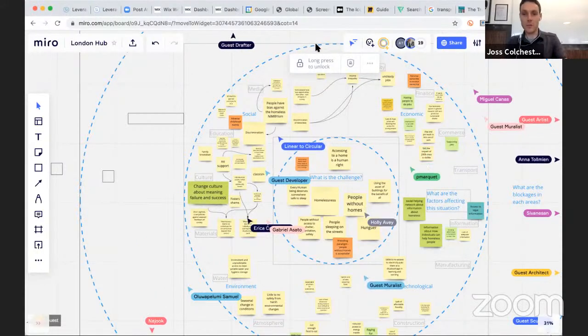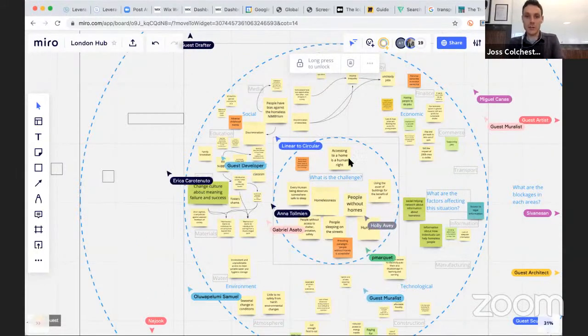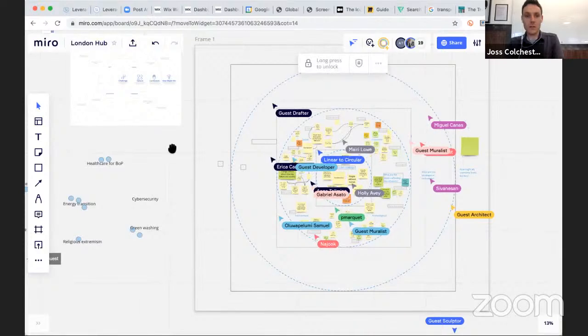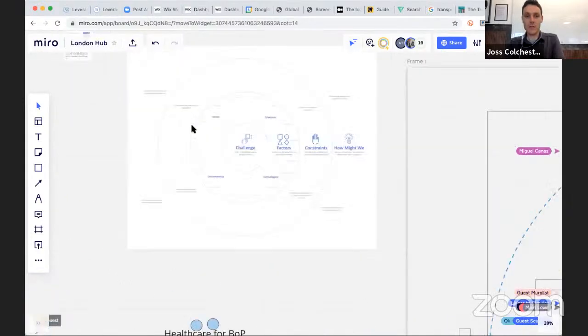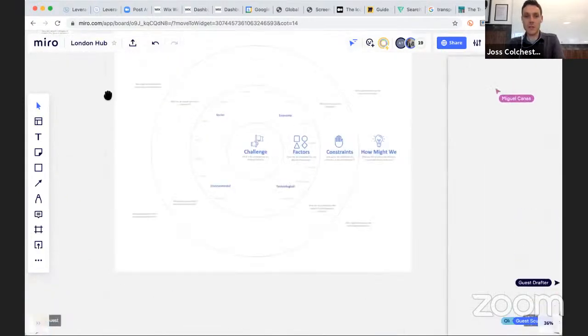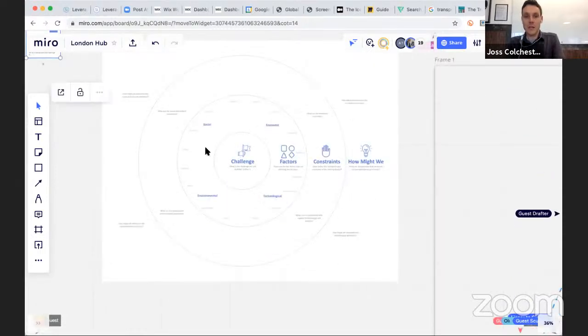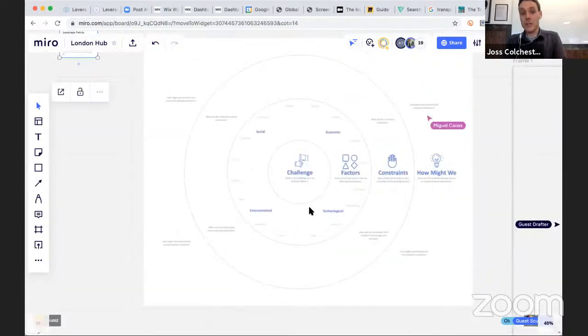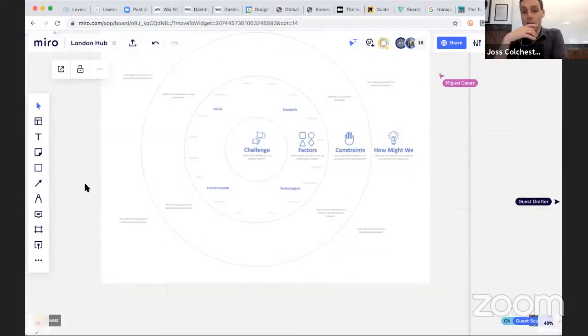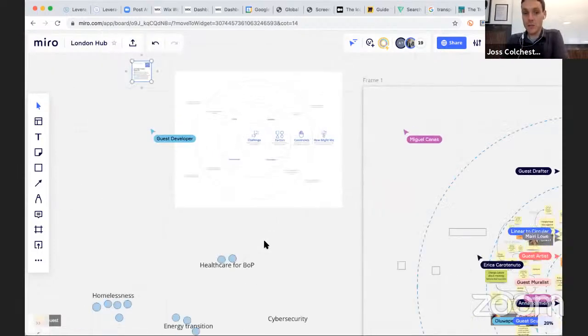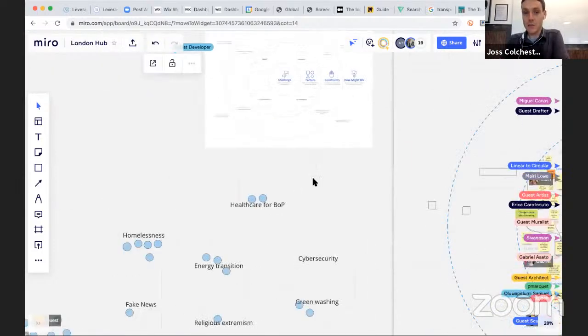Okay, so just for the people who have joined a bit late, I'll recap what we're doing. We're using the Leverage Points Canvas. This is it over here. You can find it on our website by clicking there. It's an ideation process for finding leverage points. Firstly, we're putting our challenge in the center here, and we chose the challenge of homelessness.